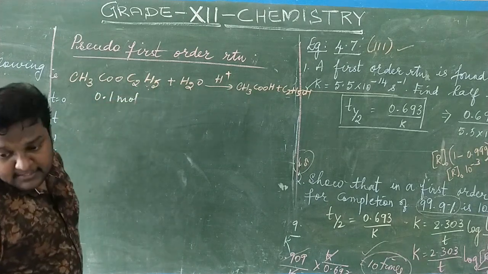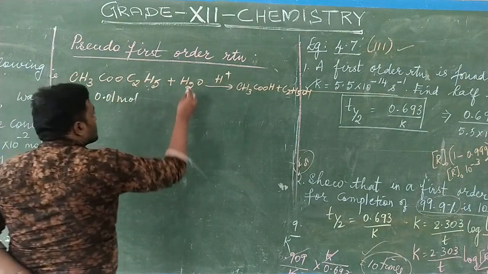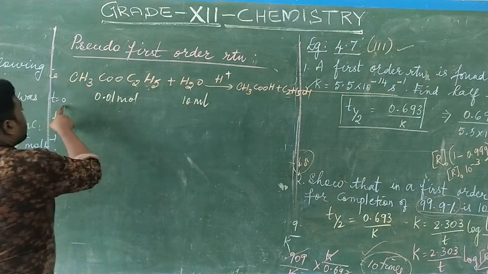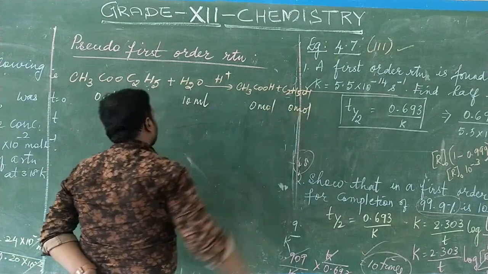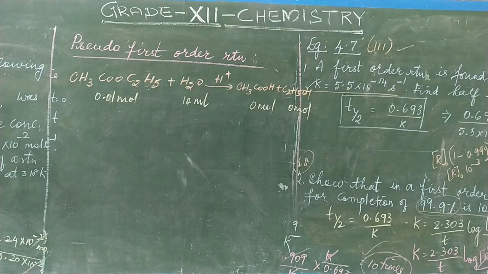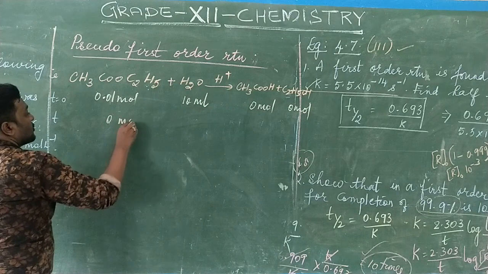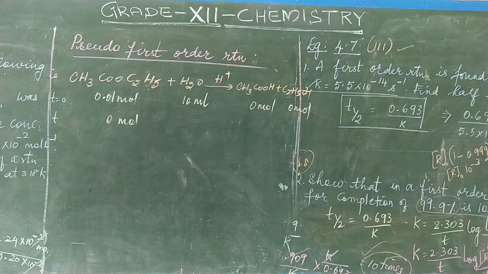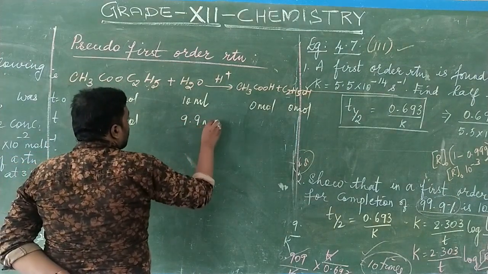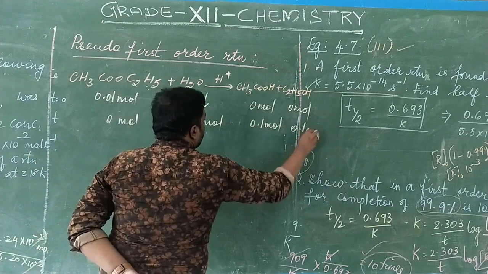How many moles are we taking? 0.01 moles we are taking here. Water concentration I am taking as 10 moles. At time t is equal to 0, the reaction has not proceeded, so this becomes 0 mole and this also becomes 0 mole. Here in water, 10 minus 0.01 becomes 9.9 mole. Here 0.1 mole will be formed.